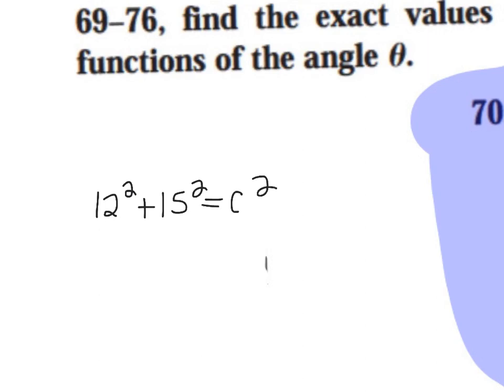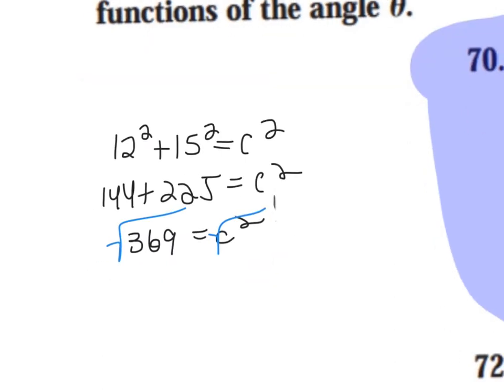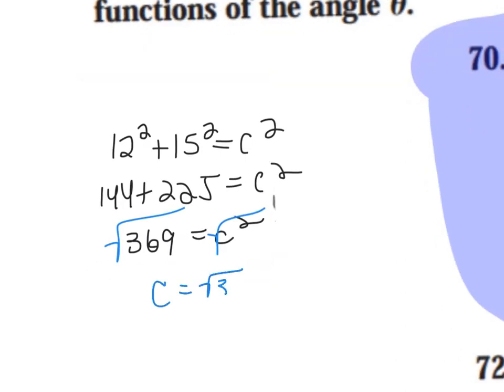144 plus 225 equals c squared. What's 144 and 225? 369. 369 equals c squared. Now how do I find the square root? You square root it. You guys will have a calculator, right? If this breaks down, break it down. If it's in decimals as answer choices, use decimals. I'm not going to work this one out because we just keep doing the same problems over and over again.